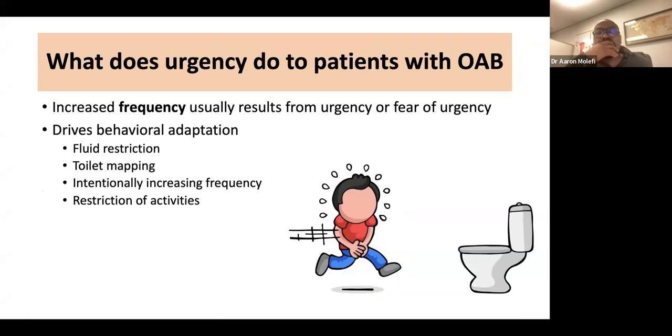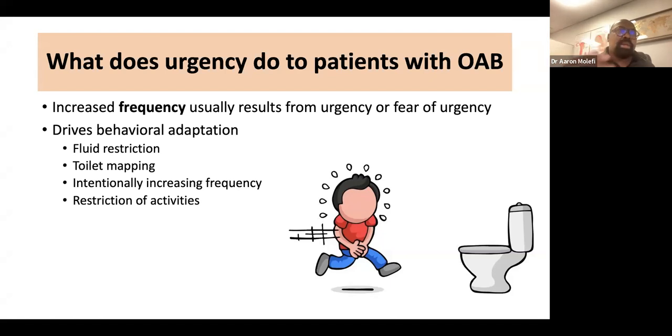So, what does this urgency do to these patients with overactive bladder? They've got increased frequency, right? Because they are scared of having urgency. So they will go to the bathroom even though they don't have much urine in their bladder, because they are scared of having urgency, so they will want to urinate more frequently than usual, right?